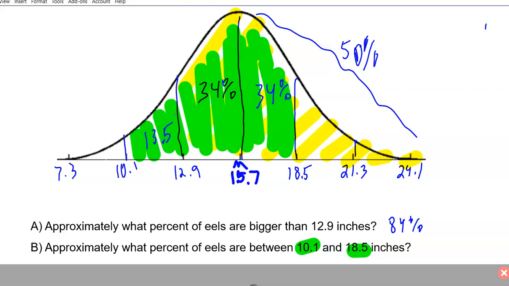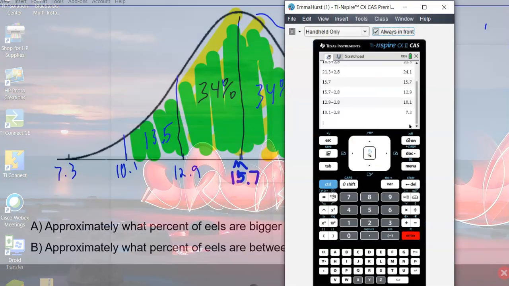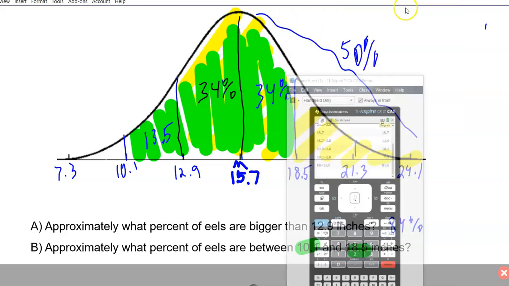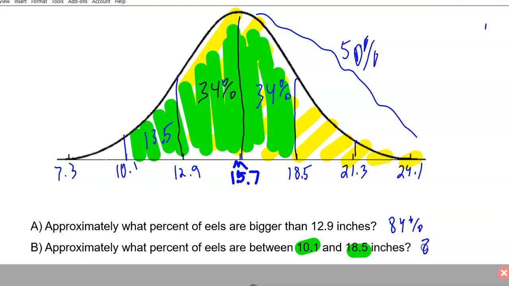So 68 plus, let me get out the calculator here. 68 plus 13.5, whoops. 68 plus 13.5, 81.5. So I think the answer is 81.5% would be in that shaded area, or in between those.